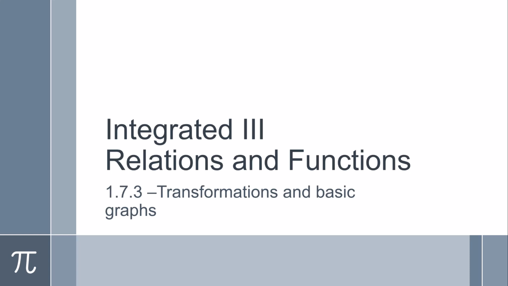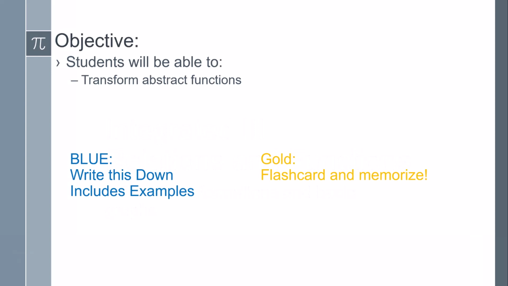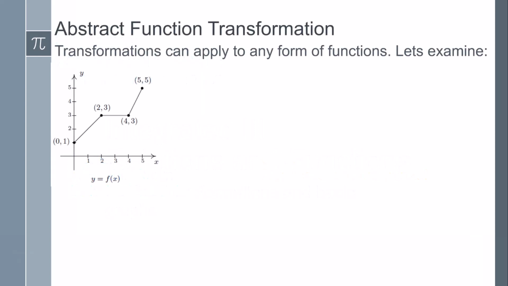This is section 173. We're going to look at transformations of abstract functions. So we can actually transform any function. Now I know that we looked at the parent graphs, but what if I made up a function? And here's an example of a function that I made up. Well, the same way that we translated a parent function is the same exact way that we can transform this function.